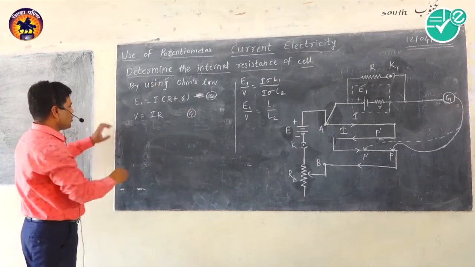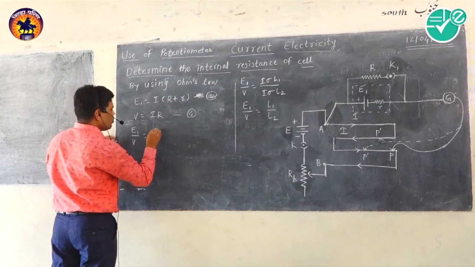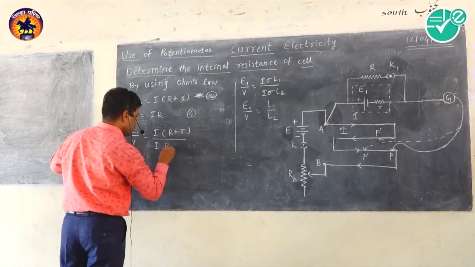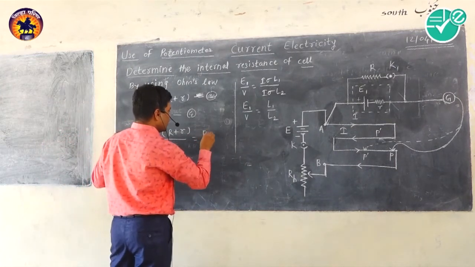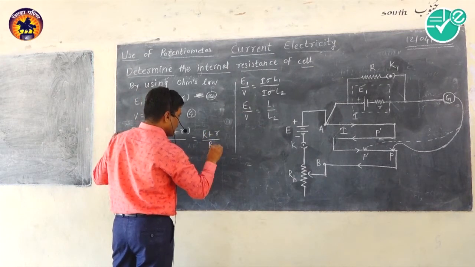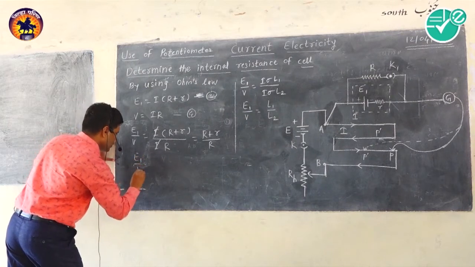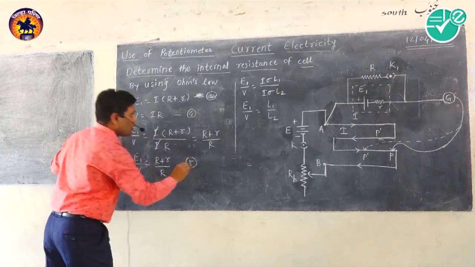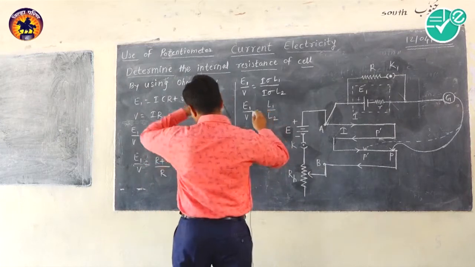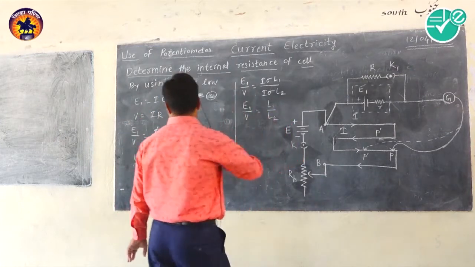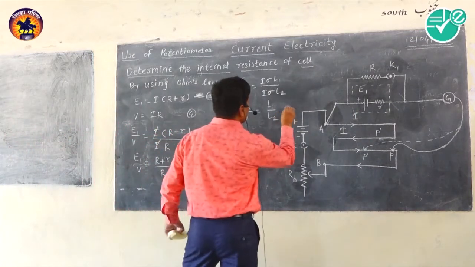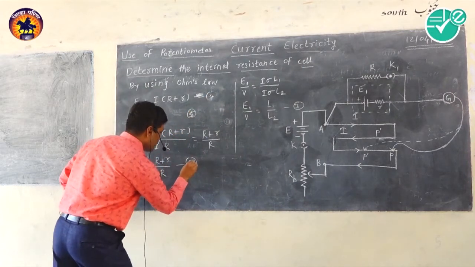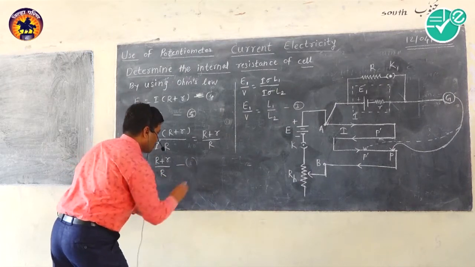Now divide equation 3 by equation 4. You will get E1 by V is equal to I in bracket capital R plus small r divided by I into capital R. Here I will get cancelled, and we will get E1 by V is equal to capital R plus small r divided by capital R. This is equation number 5, and this is equation number 6.